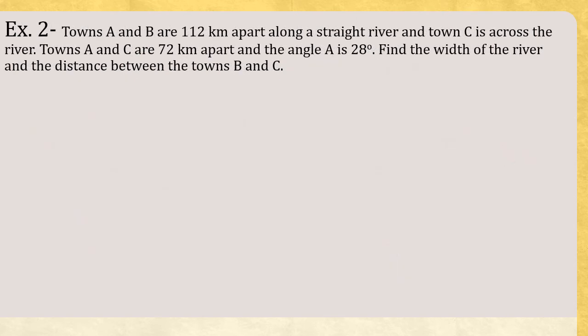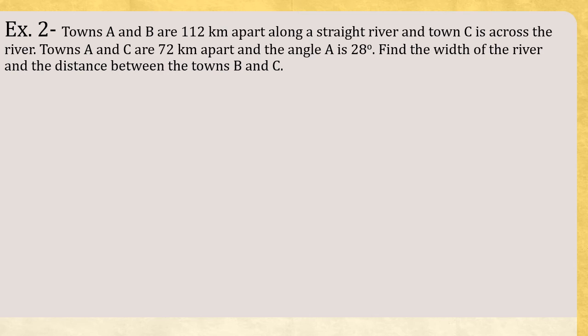Our second and final example. Towns A and B are 112 kilometers apart along a straight river. Town C is across the river. Towns A and C are 72 kilometers apart, and the angle A is 28 degrees. Find the width of the river, and so there's two things we have to find, and the distance between towns B and C. Step 1, make a diagram.